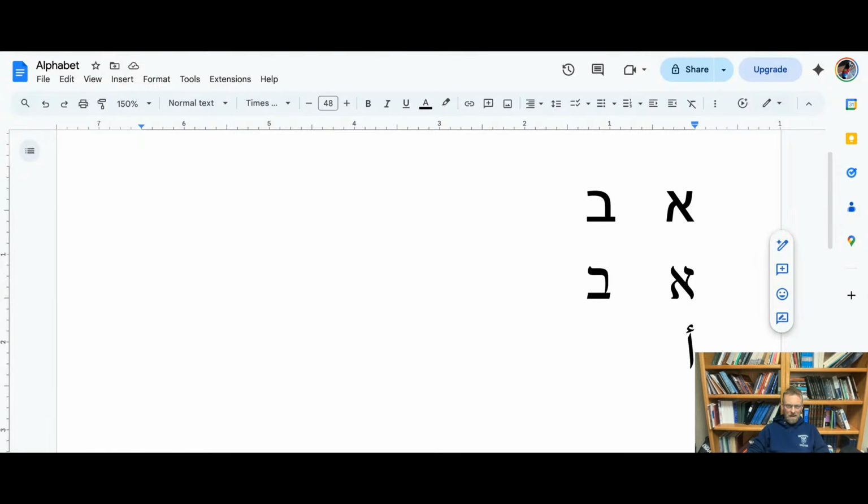And I've written it in both scripts here. They basically look the same. It's just that the Arial is less fancy. And so Beit, properly speaking, or at least originally, makes a B sound like in the English word boy. Over time, probably in about the 6th century BC, around the time of the Babylonian exile, it became spirantized in certain word environments. That is to say, in certain contexts within the word.